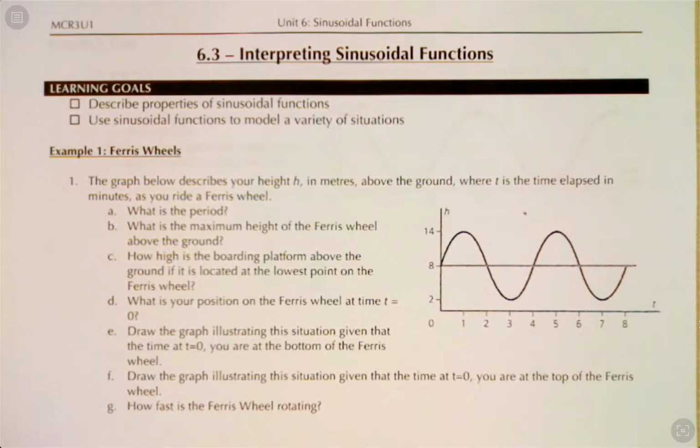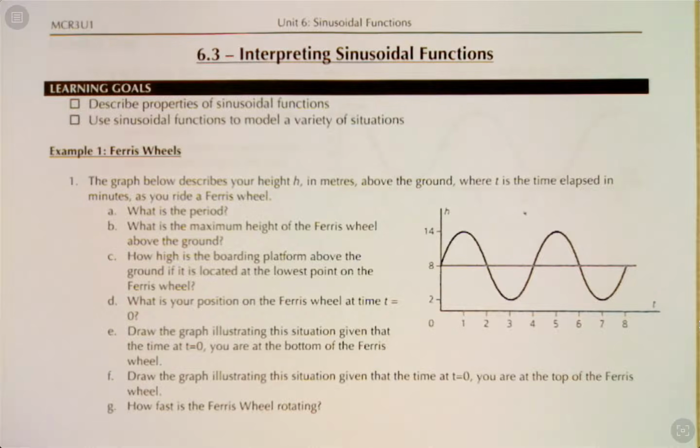Okay, this is lesson 6.3, Interpreting Sinusoidal Functions. In this lesson, we're going to look at 3 examples. We're going to take some sinusoidal functions.